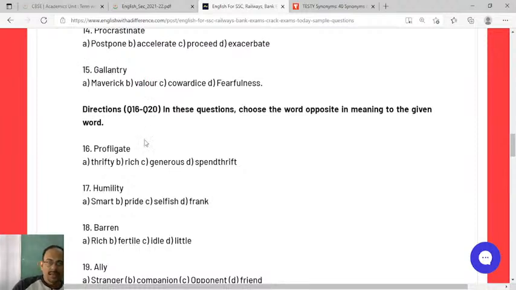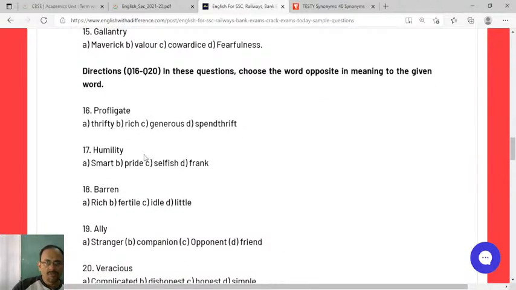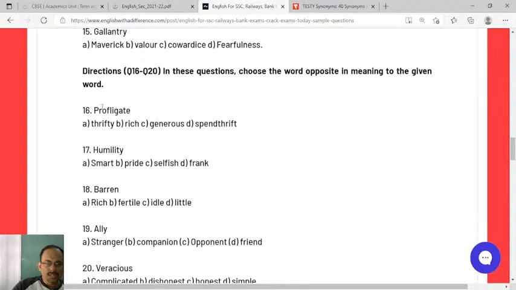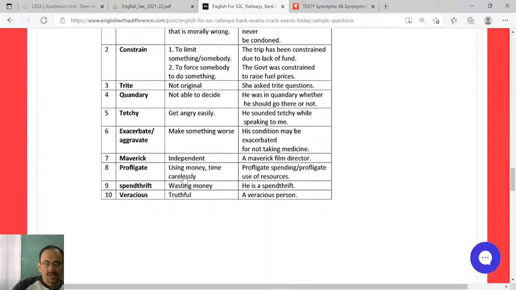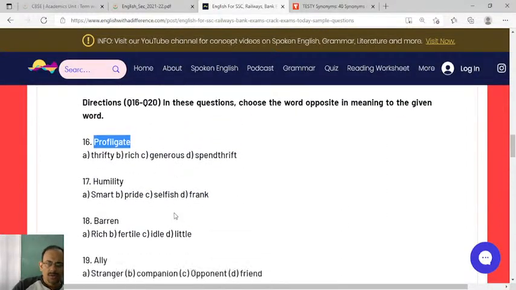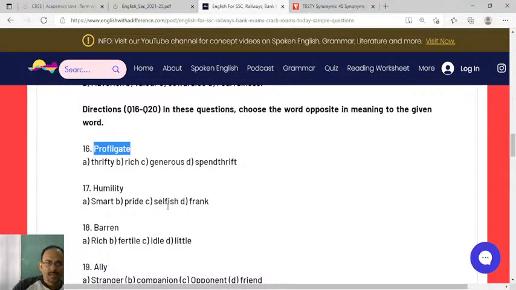Gallantry is valor. Okay, now dear students, we have to select very quickly the negative words, I mean, opposite words. Profligate. Do you know the meaning of profligate? Please do learn these words. Profligate means using money or time carelessly, not very careful about spending time or spending money. So, profligate: thrifty, rich, generous, spendthrift.